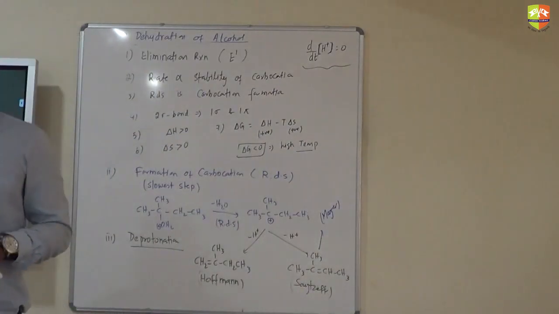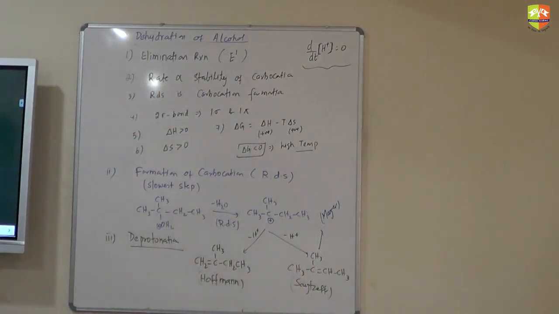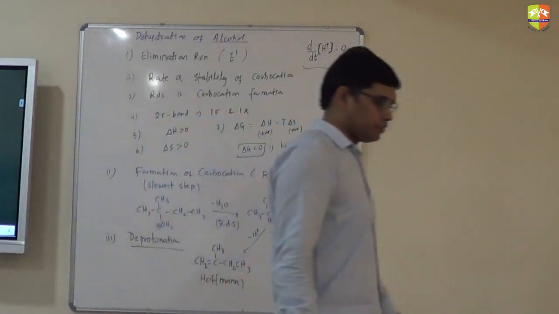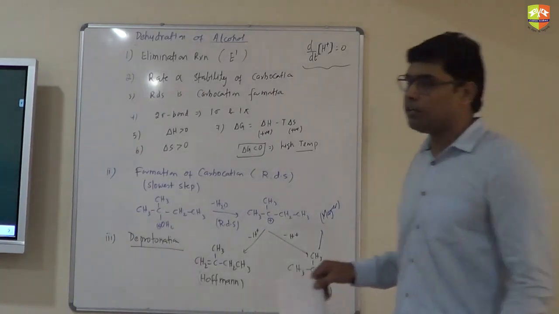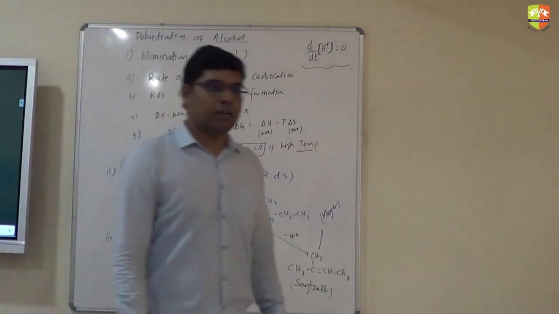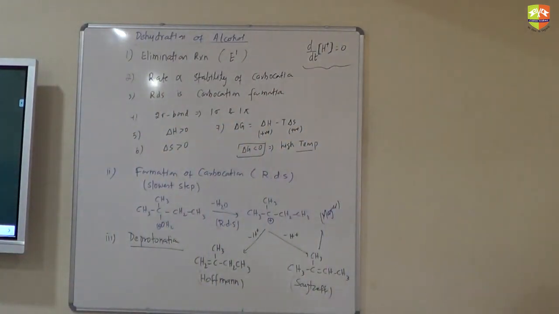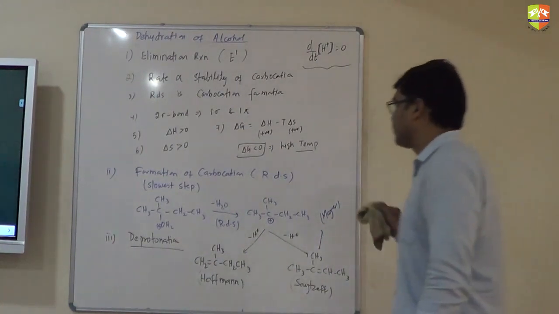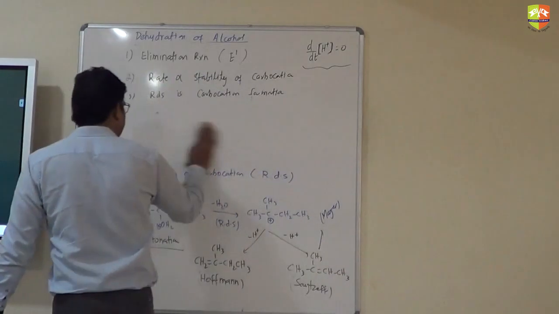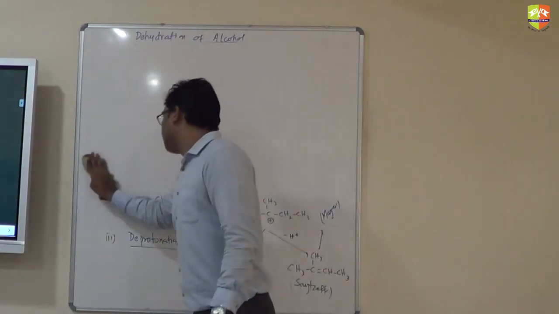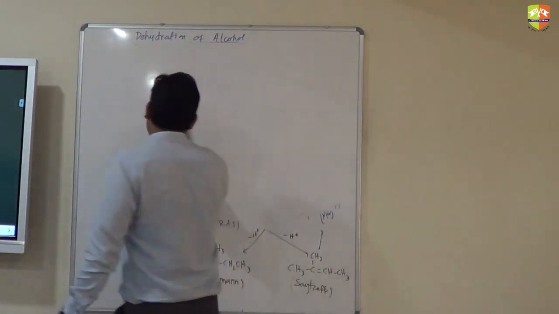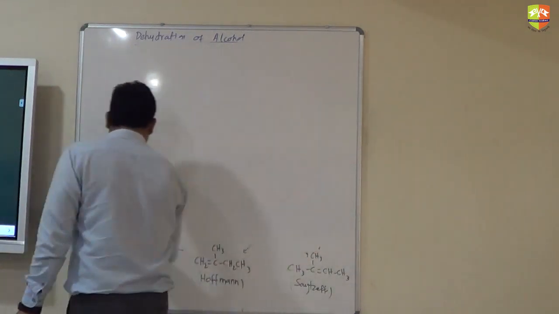First write down, I'll explain. The rate of dehydration of alcohol depends upon the stability of the carbocation formed in the first step. Means without rearranging the carbocation, we compare the stability. The rate will not consider rearrangement of carbocation if you have to compare the rate of the molecules.